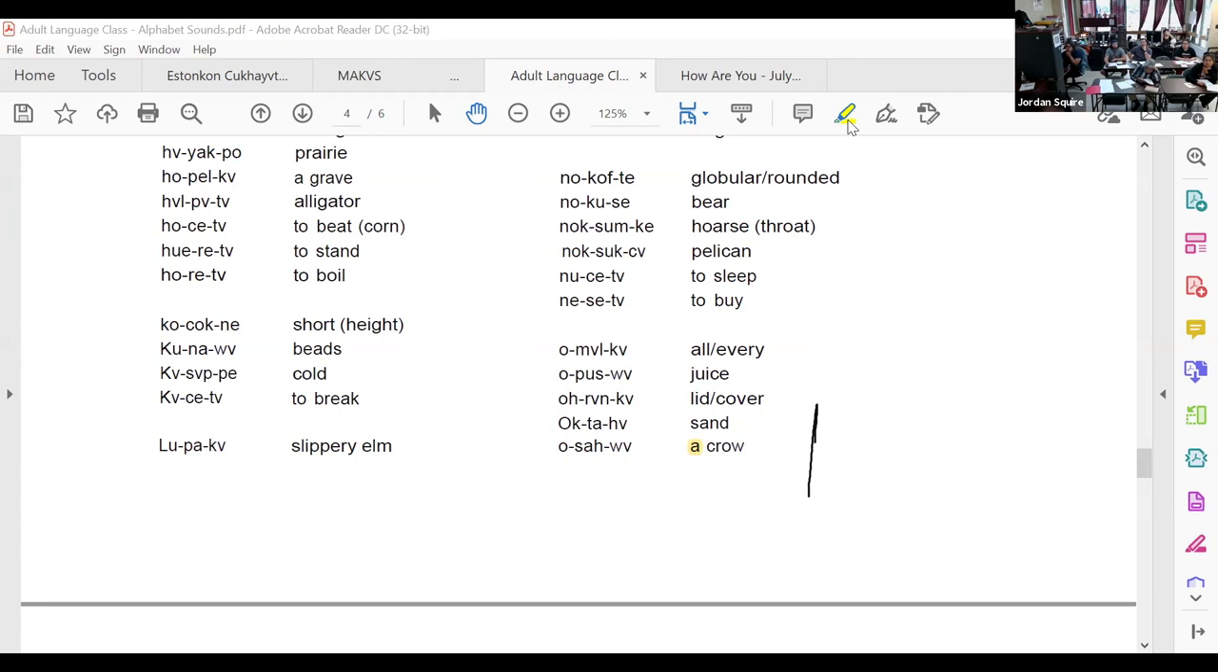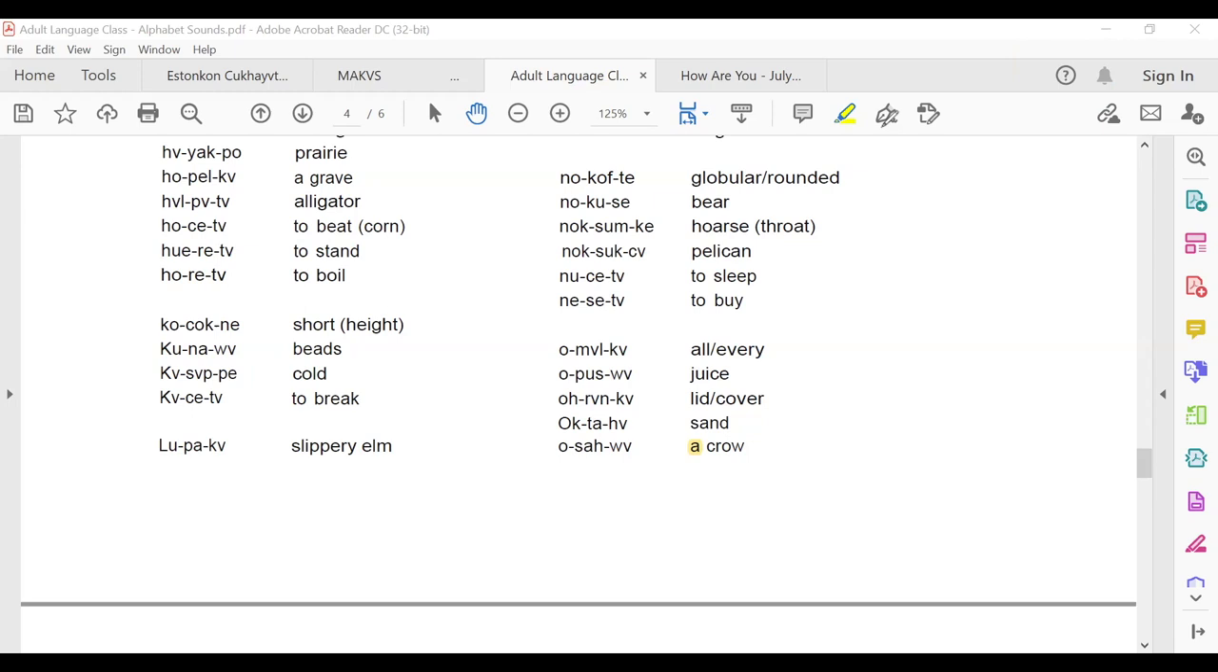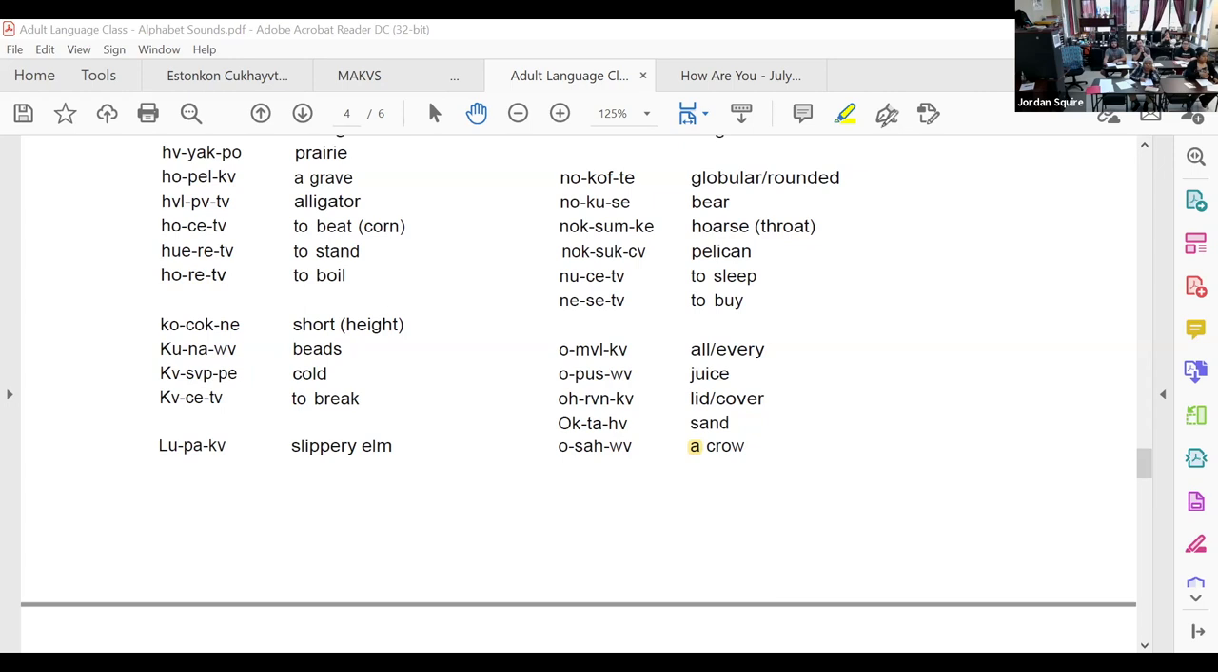So, any questions so far? Anybody have any questions? Okay, I got a question. Are you saying ok or ok? It depends on how it's spelled and what the sound is. Right here, that's an O. But right here where it's pelican, nook. Hear that G? Nook sokja.